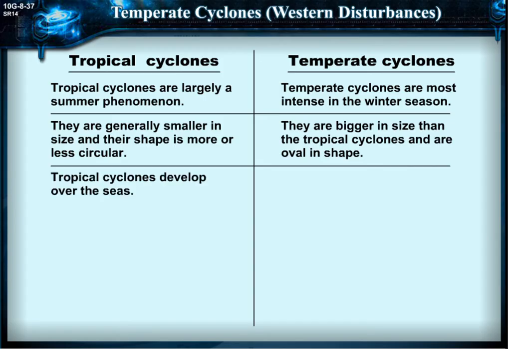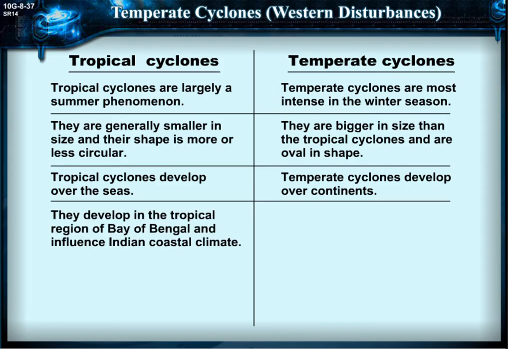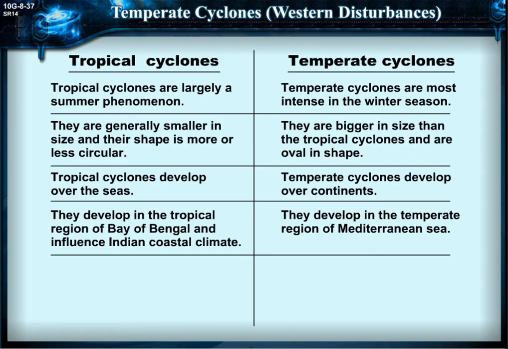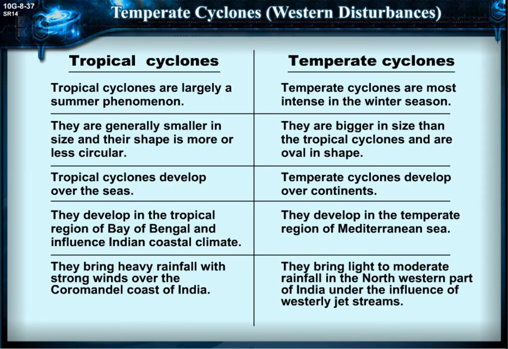Tropical cyclones develop over the seas, while temperate cyclones develop over continents. Tropical cyclones develop in the tropical region of Bay of Bengal and influence Indian coastal climate, while temperate cyclones develop in the temperate region of Mediterranean Sea. Tropical cyclones bring heavy rainfall with strong winds over the Coromandel coast of India, while temperate cyclones bring light to moderate rainfall in the northwestern part of India under the influence of westerly jet streams.